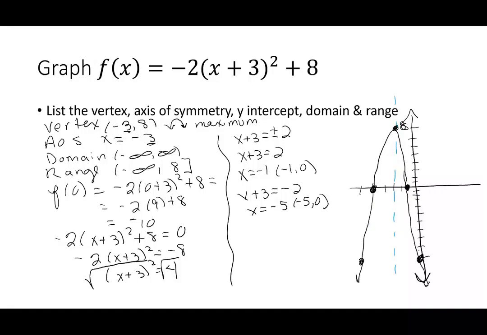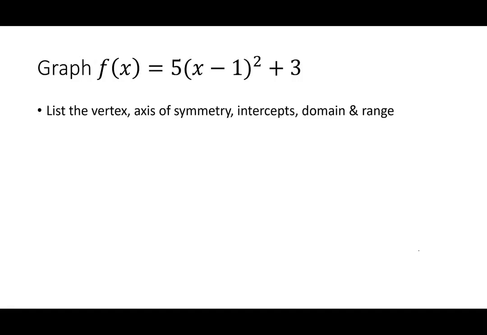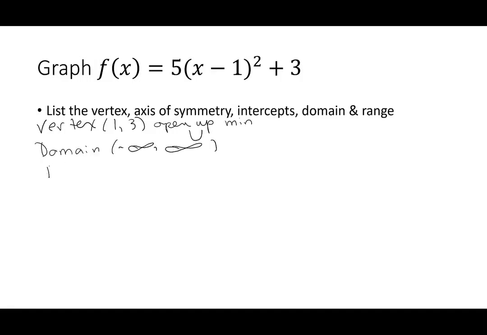Thank goodness for technology. It says list the vertex, axis of symmetry, intercepts, domain, and range. So, like the last couple, I'm going to start with the vertex, which is (1, 3). It's going to open up, which means it has a minimum. And the minimum value would be 3. So when I look at the domain, it's -infinity to infinity. And when I look at the range, it's 3 to infinity.